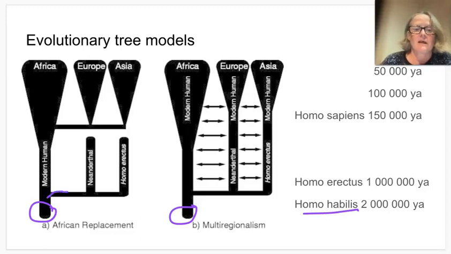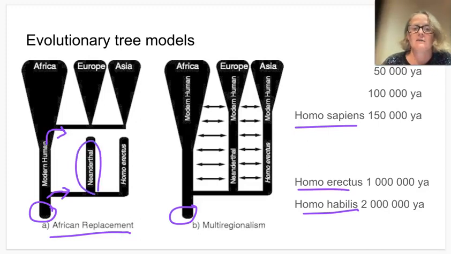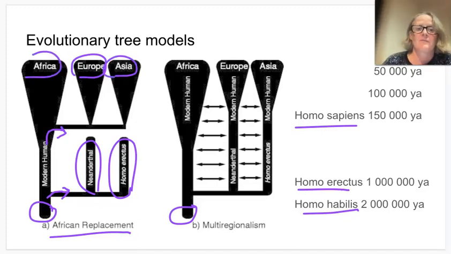So in this model on the left, we have 2 major migrations. We have a migration of Homo erectus about 1 million years ago, and then a movement of Homo sapiens a little bit later on. So in the African replacement model, there was a movement of one lot of anatomically modern humans out of Africa, which evolved into Neanderthals and Homo erectus. These then die out and are replaced, hence the replacement model, by Homo sapiens, which then move into Europe and Asia and Africa.